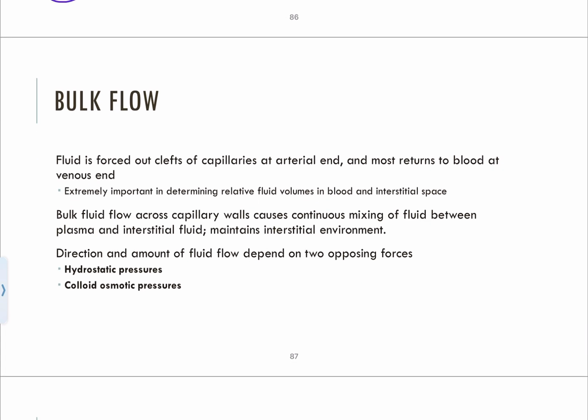So bulk flow. Fluid is forced out of clefts of capillaries at the arterial end, and most returns to the blood at the venous end. This is extremely important in determining the relative fluid volume in the blood as well as in the interstitial space. So if we're talking about bulk flow, we're talking about the fluid flow across the capillary walls, which causes continuous mixing of fluid between both the plasma and the interstitial fluid. So this helps maintain the interstitial environment.